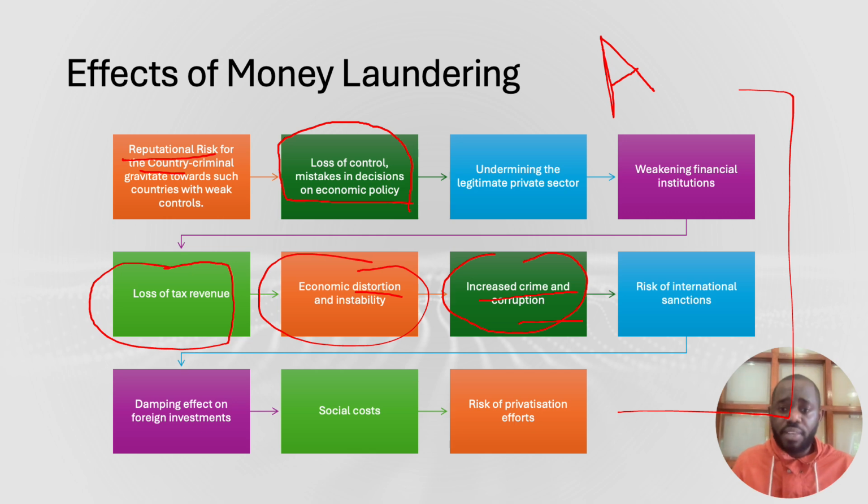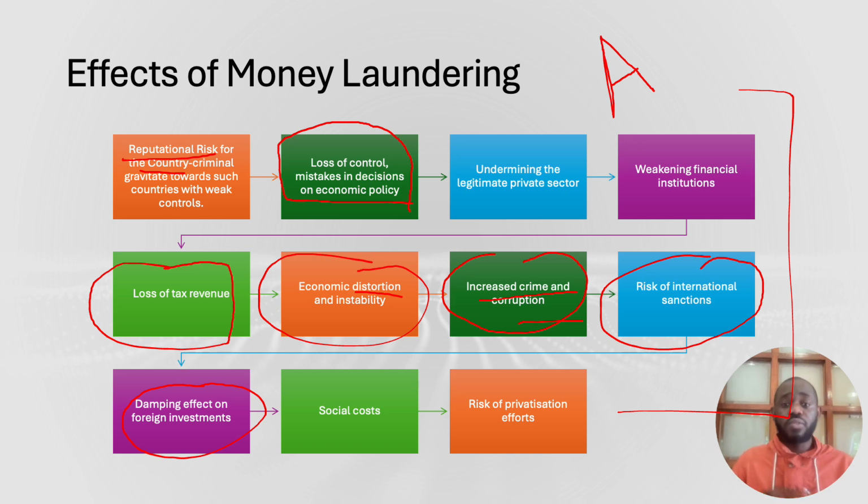Now, we also have a risk of international sanctions. Countries that are known for money laundering can either be blacklisted or grey-listed. The other impact of money laundering, as you can see on your screen, is what we call the dumping effect of foreign investments, a point that we're also going to explore in detail. But the idea here is to start to open up your mind to see how the crime of money laundering can really, really affect an economy. It is not something that is slight on the surface. It can really put an economy on its knees.